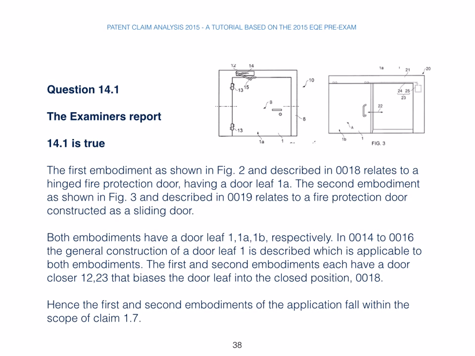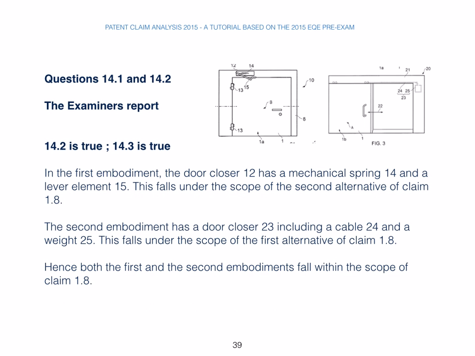Both embodiments have a door leaf 1A, 1B, respectively. In paragraph 14 to paragraph 16, the general construction of a door leaf is described, which is applicable to both embodiments. The first and second embodiments each have a door closer, 1223, that biases the door leaf into the closed position, paragraph 18. Hence, the first and second embodiments of the application fall within the scope of Claim 1.7. Next, 14.2 and 14.3.